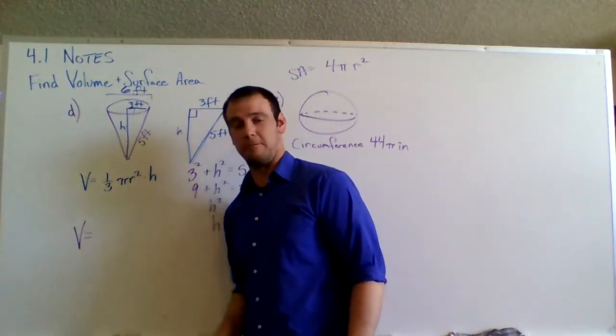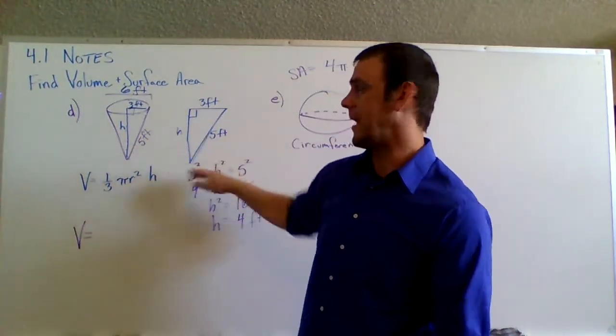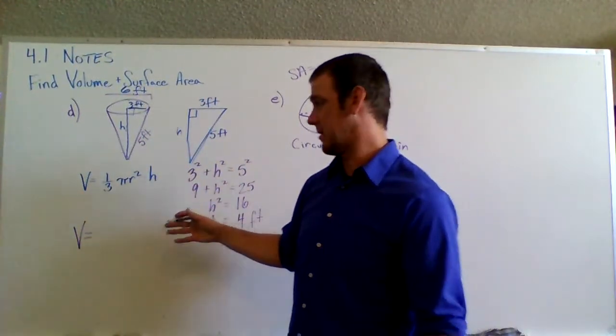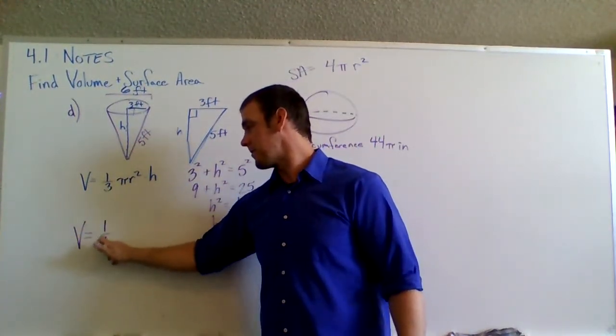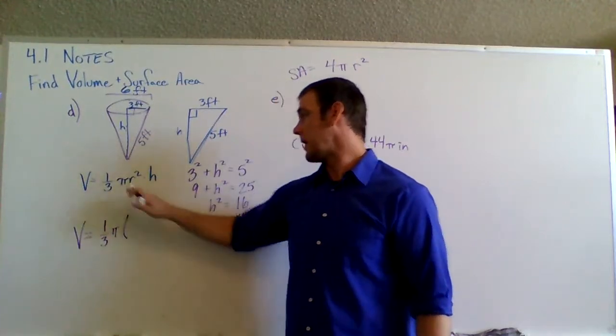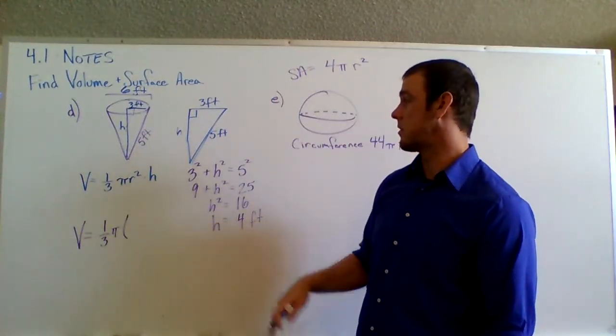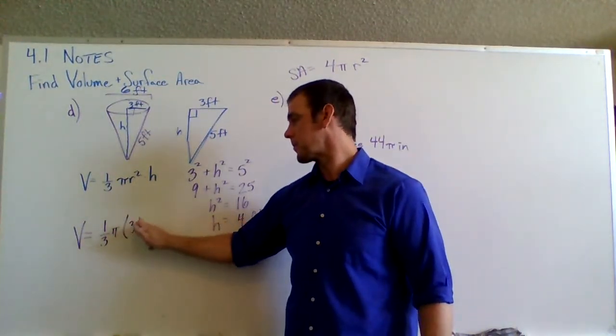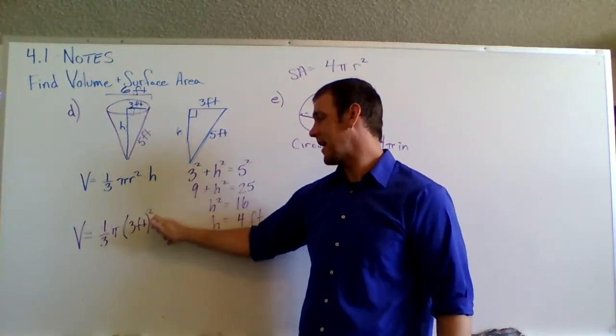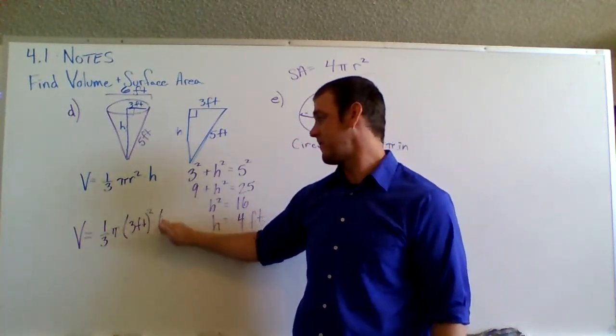Maybe it is, I don't remember. If you can handle this one, you'll be able to handle anything, I think. So we've got 1/3, we've got pi. The radius is going to be 3 feet. We're going to square that and multiply it by our height, which is 4 feet.